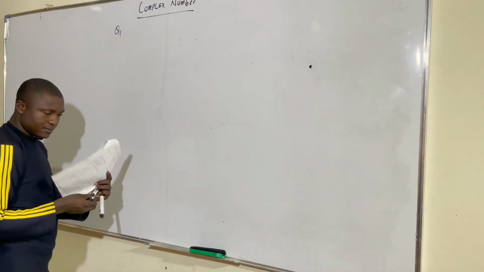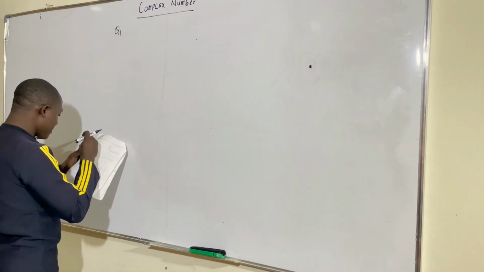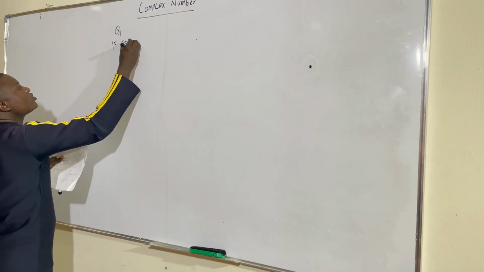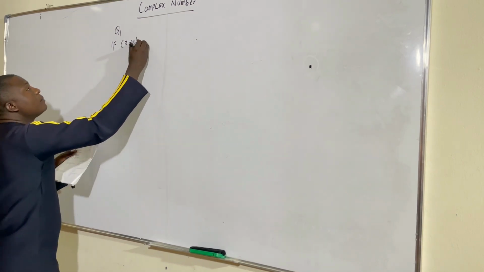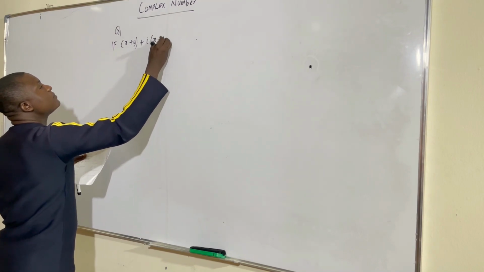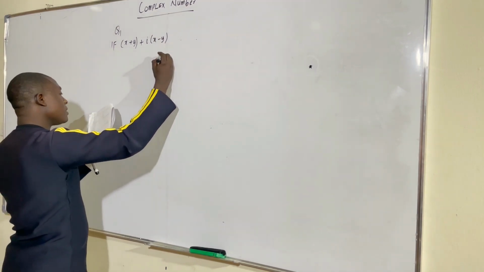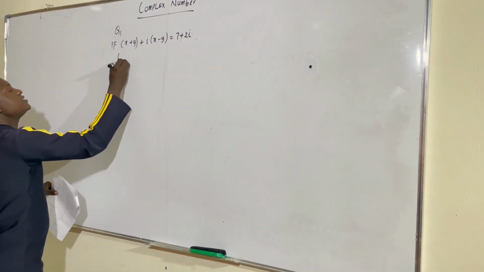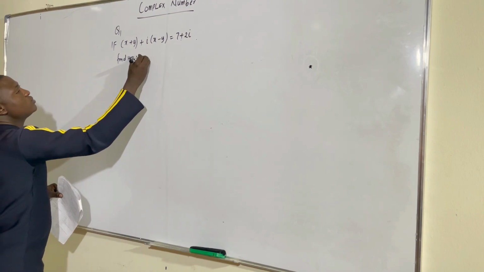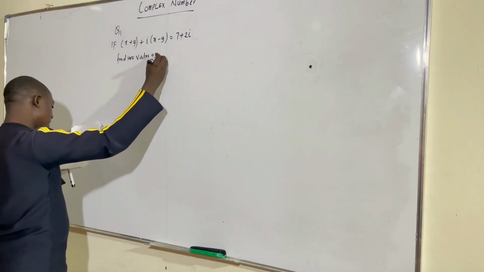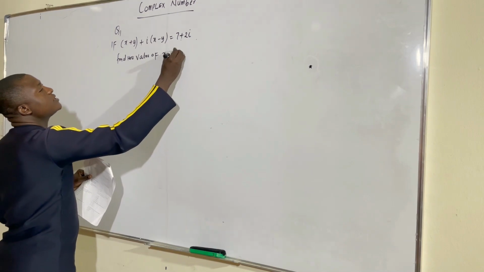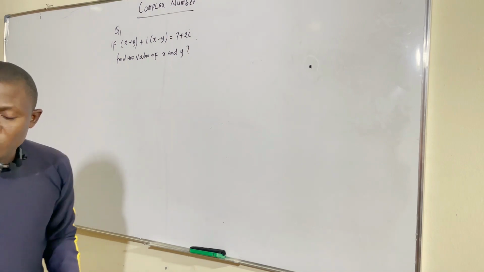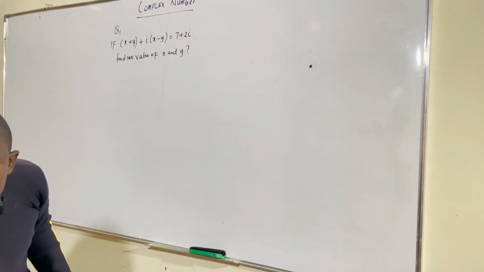They said, if x plus y plus i times x minus y is equal to 7 plus 2i, find the value of x and y. You can see this one is another problem that we can solve using a simple logic.